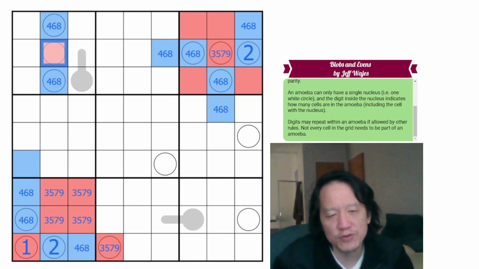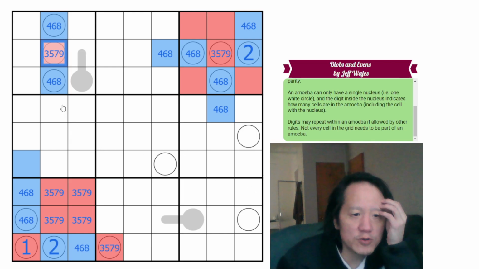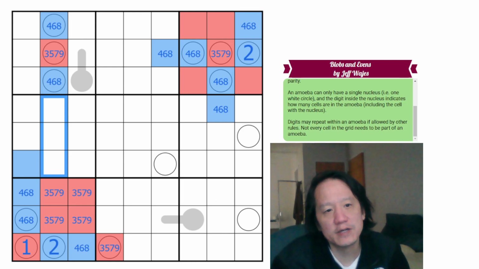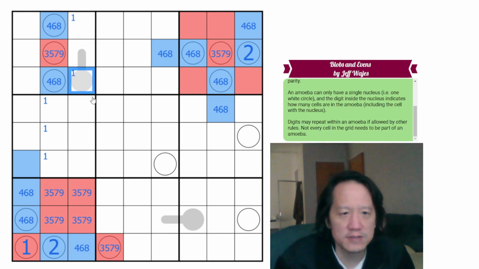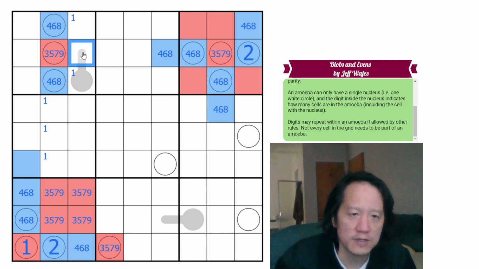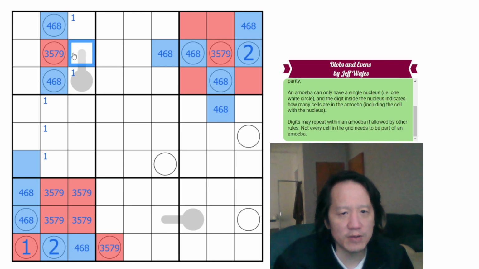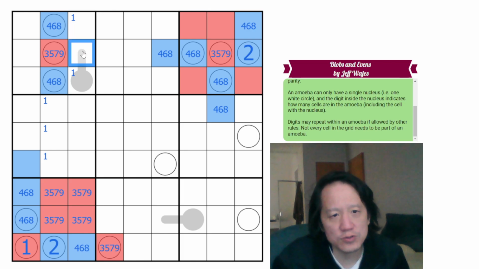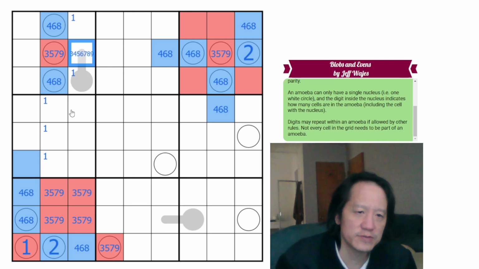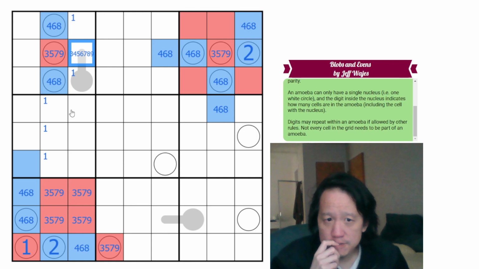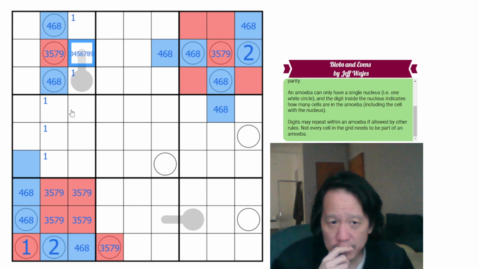So this has to be 3, 5, 7, or 9, which means 1 has to be one of these 3. And 1 has to be one of these 3, but it can't be this one because that would be greater than this. Therefore, one of these two is 1. This cannot be 1. Can't be 2. This could be 3 through 9, though. That is possible. What else do we have?